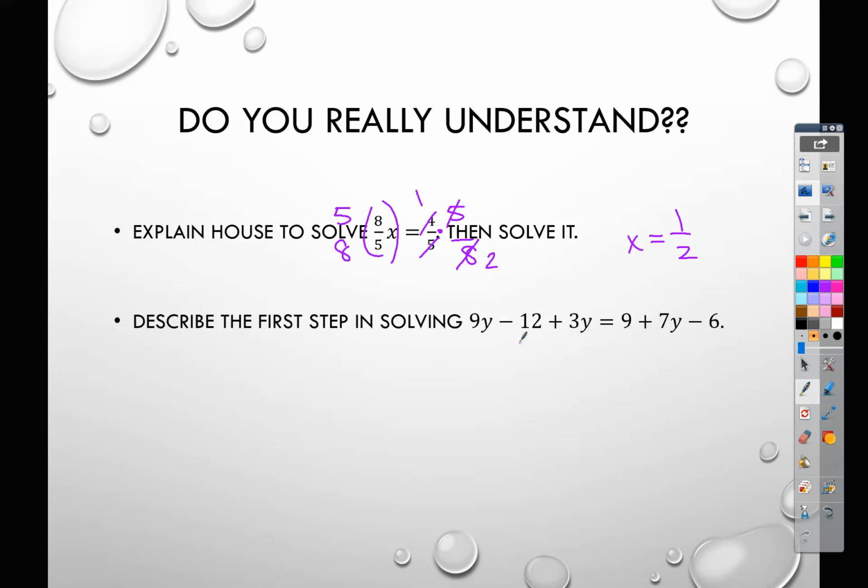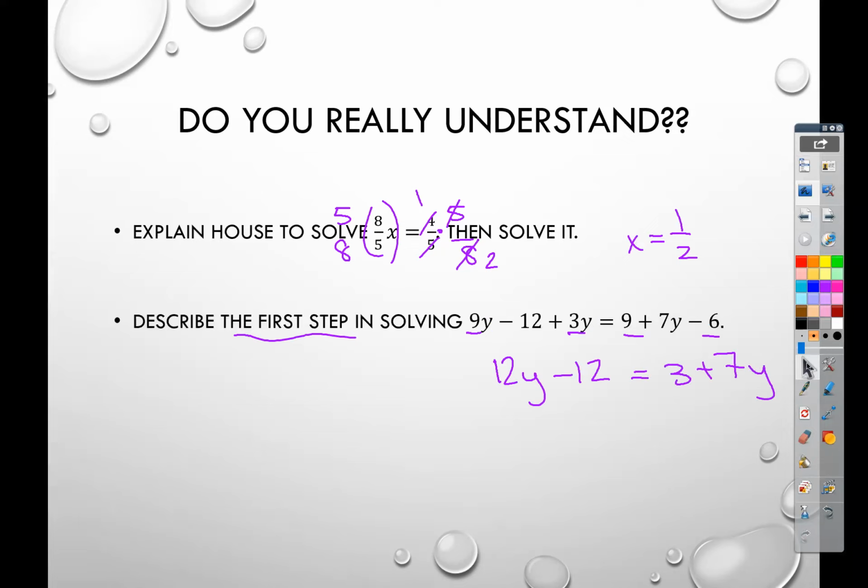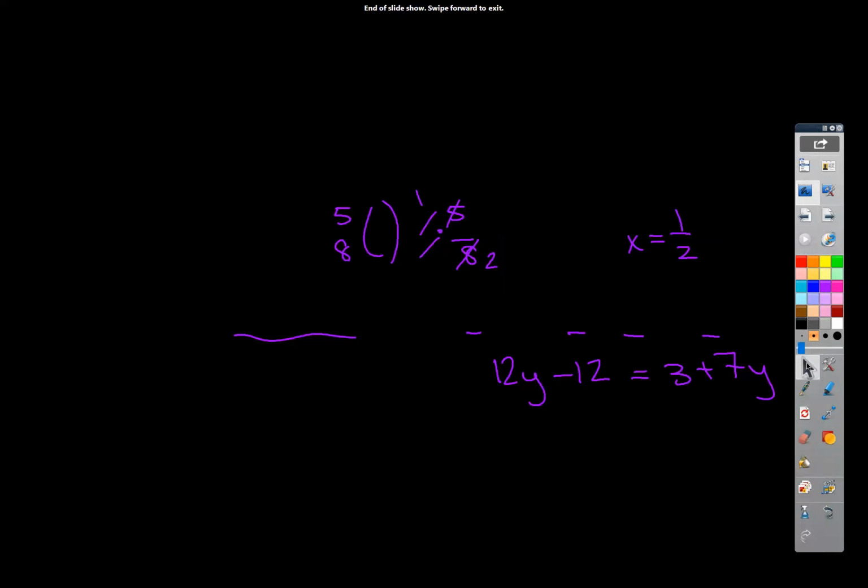Describe the first step in solving. So the first step in solving that equation, what would you do? You would combine like terms on the same side of the equation first. So that would be your first step. So 12y minus 12 equals 3 plus 7y would be your first step. Okay, I hope that you have understood this and it helped you do everything you need to.